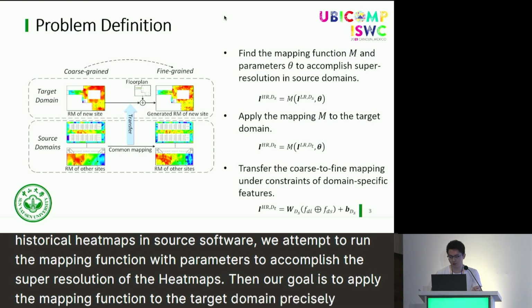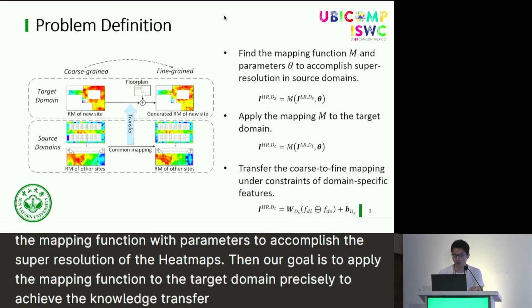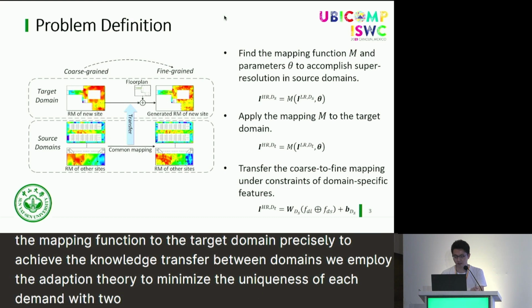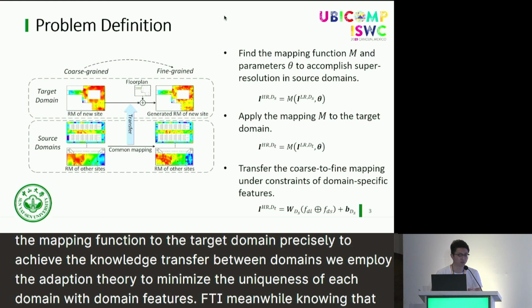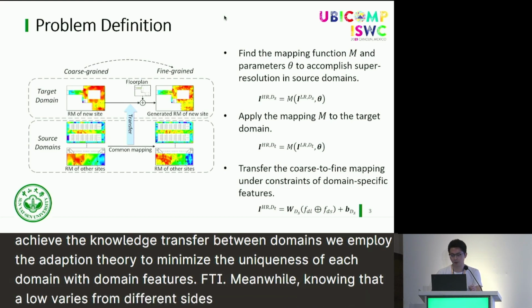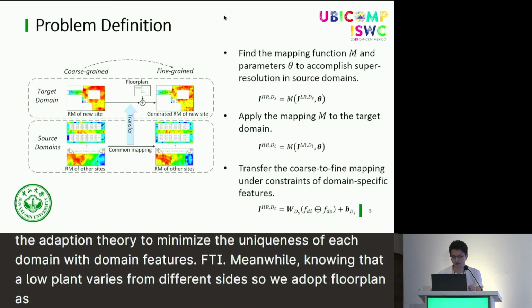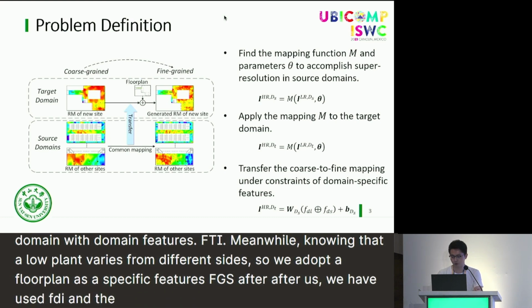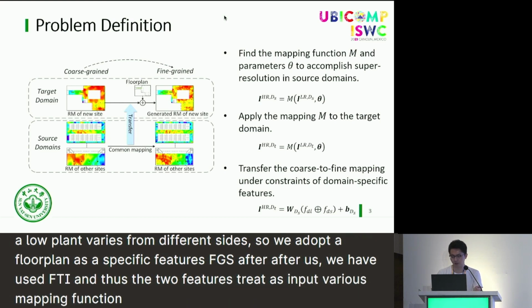To achieve the knowledge transfer between domains, we employ domain adaptation theory to minimize the uniqueness of each domain with domain invariant features FDI. Meanwhile, knowing that floorplans vary from different sites, we adopt the floorplan as domain-specific features FDS. Afterwards, the two features are treated as the input variables of the mapping function, which makes the construction problem general for different sites.